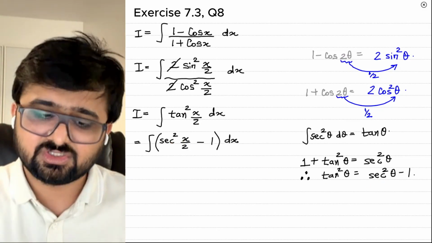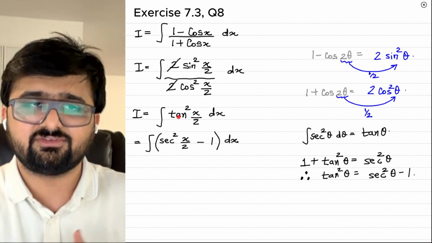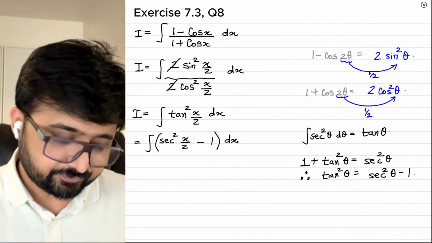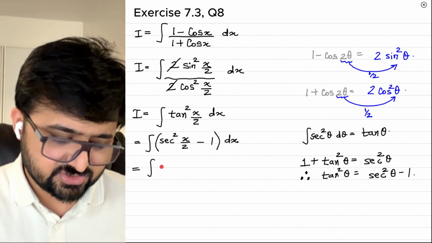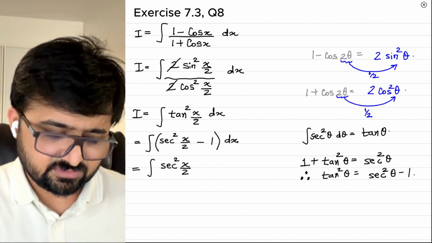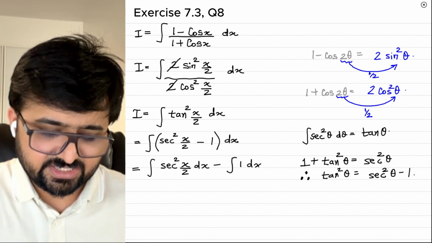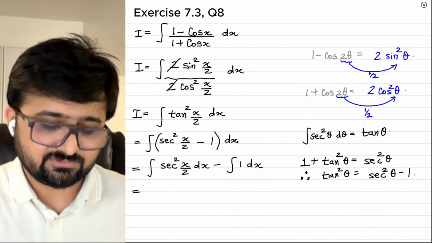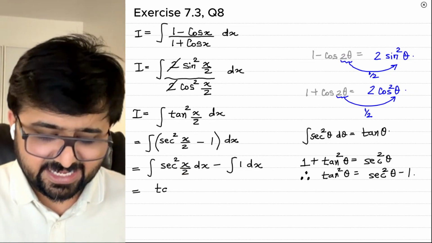Why do we do that? Because we do know the integration of sec square theta, but we don't directly know the integration of tan square theta. Okay. So now give the integration to both the terms. You get integration of sec square x by 2 dx minus integration of 1 dx. Now the integration of sec square x by 2 is tan x by 2.